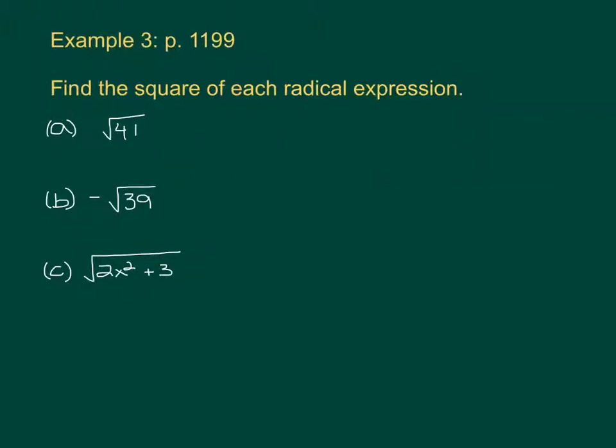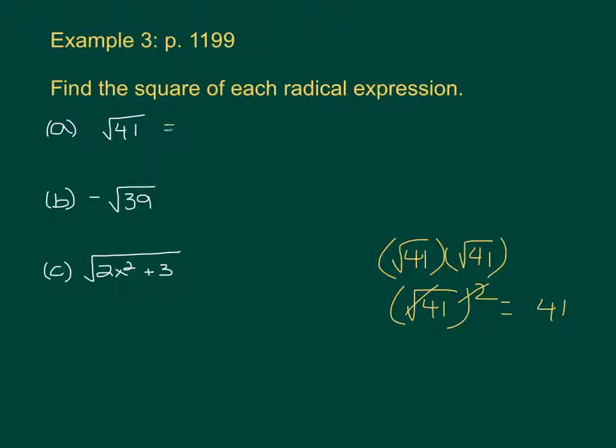In the previous two examples, we were finding the square roots of numbers. On example 3, we'll be finding the square of each radical expression. So if I have the square root of 41, if I square that, then it means I'm multiplying the square root of 41 times the square root of 41. The square root and the squared are just canceling each other out, and it's just going to be equal to 41.